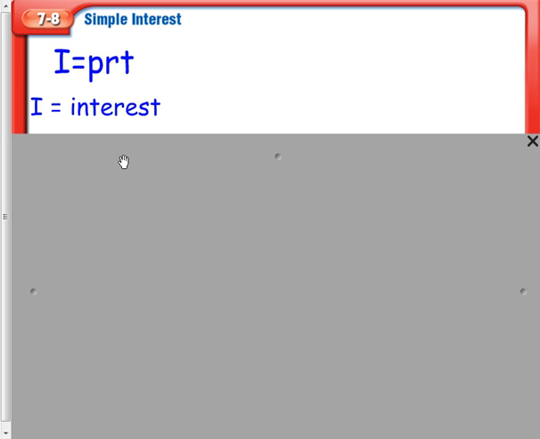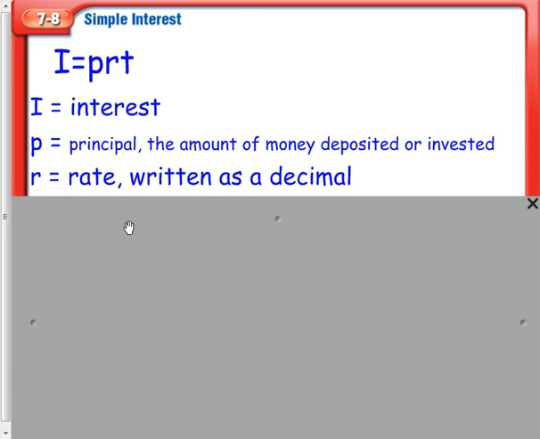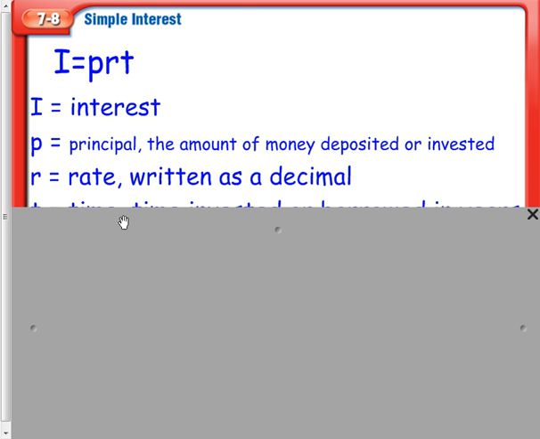The I stands for the interest that you earned or the interest that you owe. The P stands for the principal, which is the amount of money deposited or invested. So let's say that you have $500 and you put it into the bank. Well, that is considered your principal. That's the amount that you start with. The R is the rate, and it's always written as a decimal when we're writing it in this equation. So 7% would be 0.07, 5% would be 0.05.